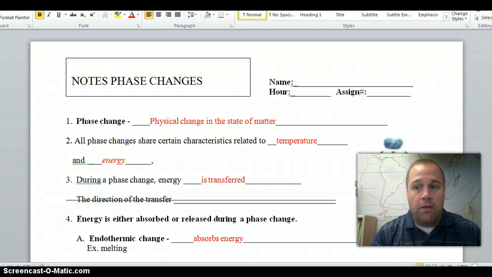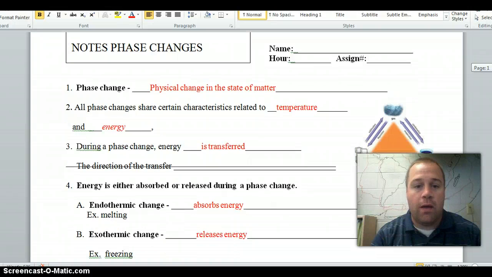The phase change notes are kind of fill in the blank. On here you're going to notice two things. One, in red I put the right answers in on the line, so you can just follow along with those. And I also put some strike throughs for anything that you don't really need to worry about that's on the notes. So I'm just going to talk you through them real quick.